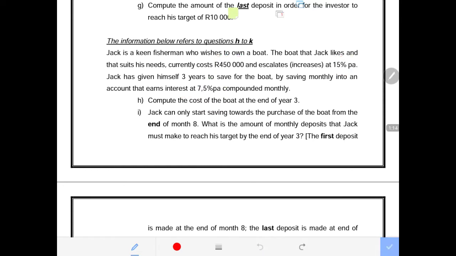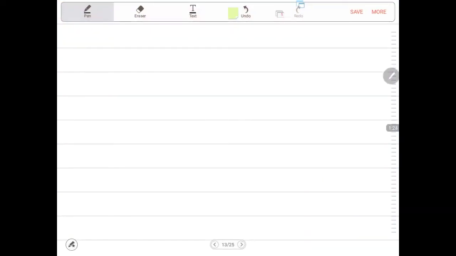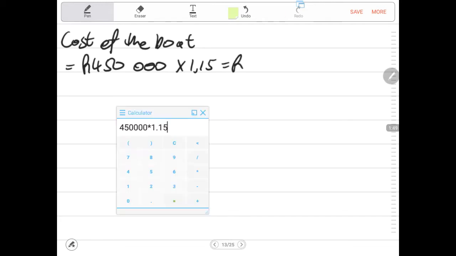Forget not that we are required to calculate the cost of the boat at the end of year 3. So now we need to increase the cost of this boat by 15%, which is inflation, every end of the year. So we're calculating the cost of the boat, and the cost of the boat escalates by 15%. So now it will be 450,000 rands times 1.15. It will give us the cost after 1 year.